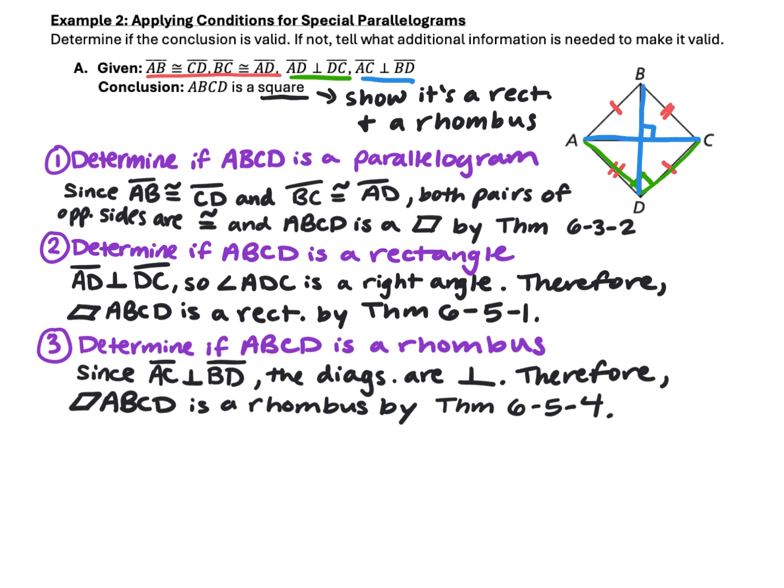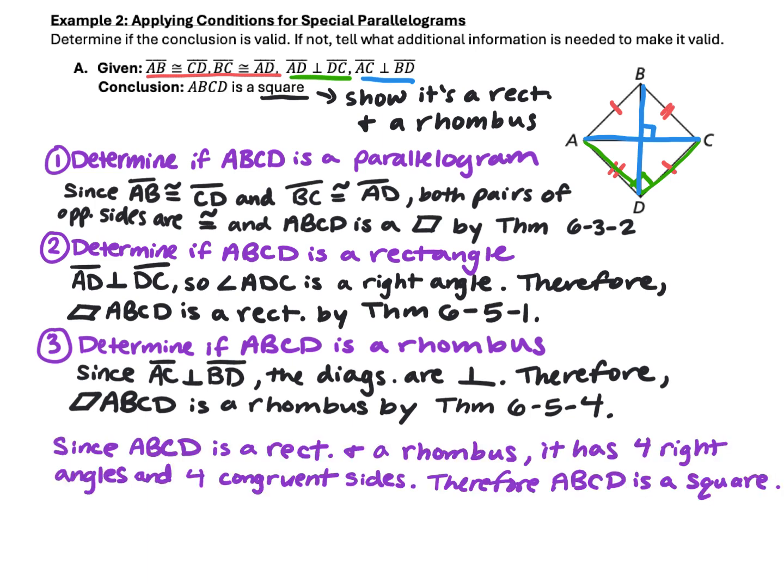So now we've shown that it's a rectangle and a rhombus, so we can determine that it is a square. Since we've shown that ABCD is a rectangle and a rhombus, we know that it has 4 right angles and 4 congruent sides. Therefore, ABCD is a square by definition. The definition of a square is a quadrilateral with 4 congruent sides and 4 right angles. We've shown that, therefore the conclusion here is valid.